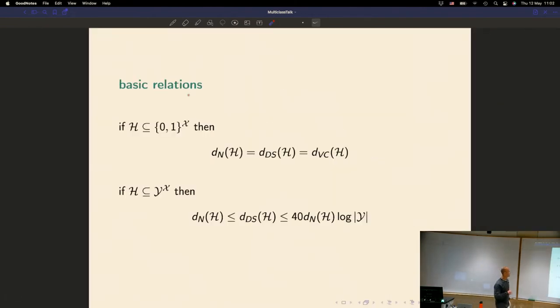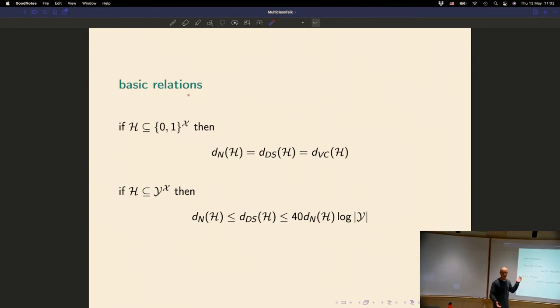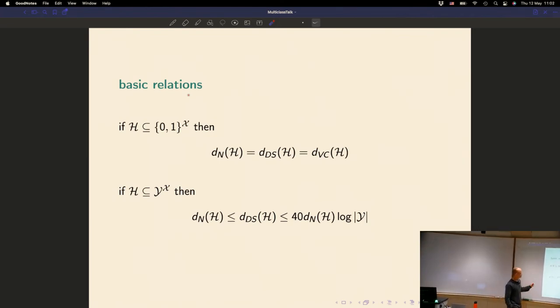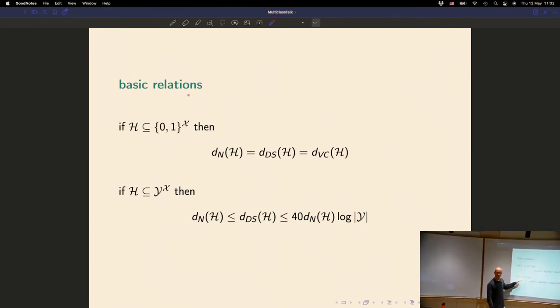Here are some basic facts about this. In the Boolean case, all of them are the same. So this is a nice property. And in general, the VC dimension is not defined, so we can't compare. But the other two dimensions are the same up to the size of the number of labels. Okay, so this thing is easy, because a Boolean cube is a pseudo cube.